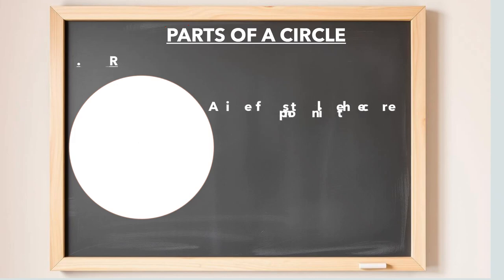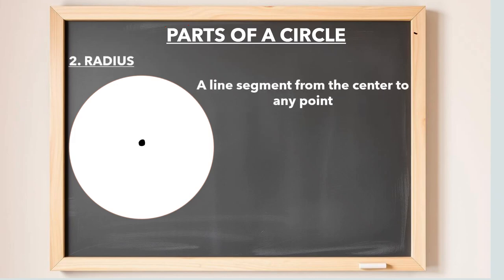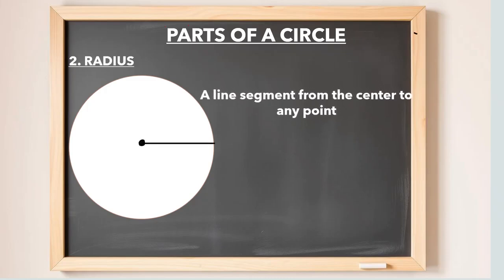Secondly, I'll be defining a radius. A radius is a line segment from the center to any point of the circle. From this center to any part of the circle. This is a radius. You can see this line from the center touching this part of the circle. It can go up, down, vertical, horizontal, diagonal. But make sure the line extends from the center of the circle to any part of the circle.